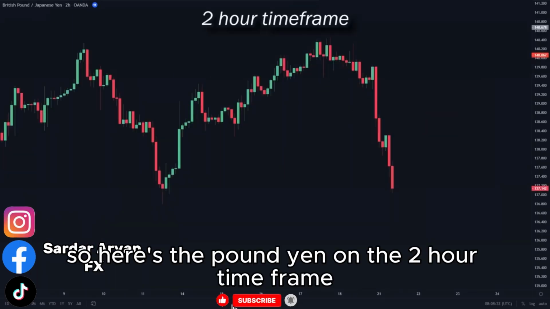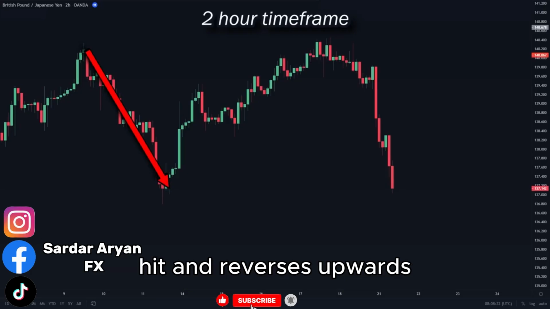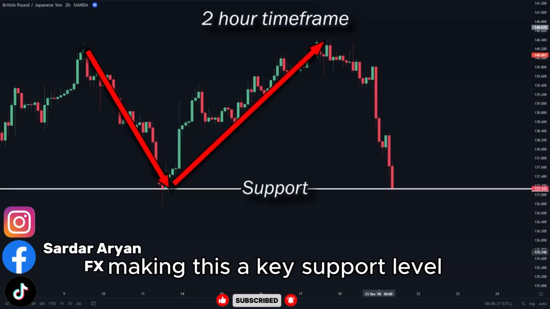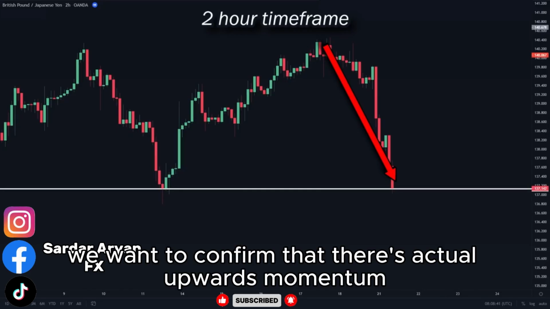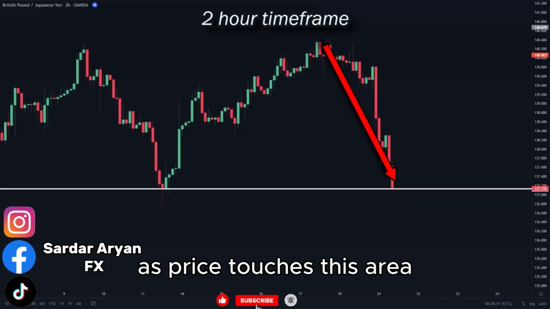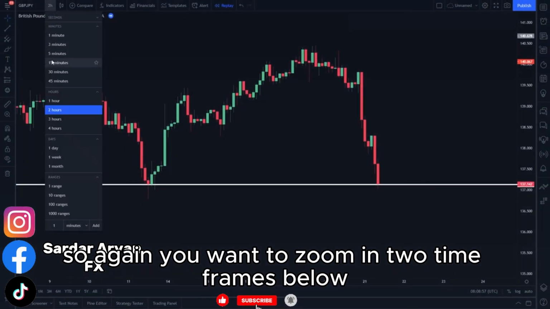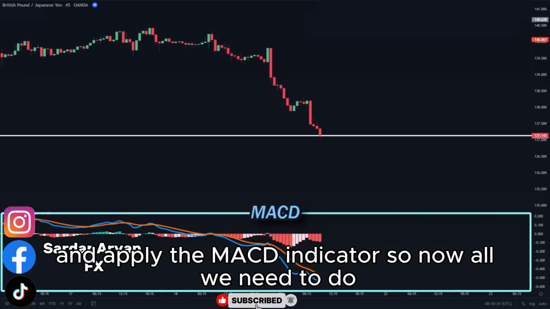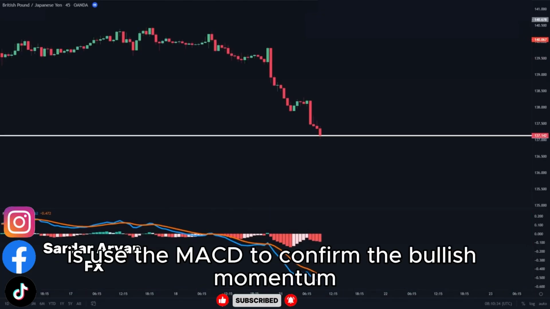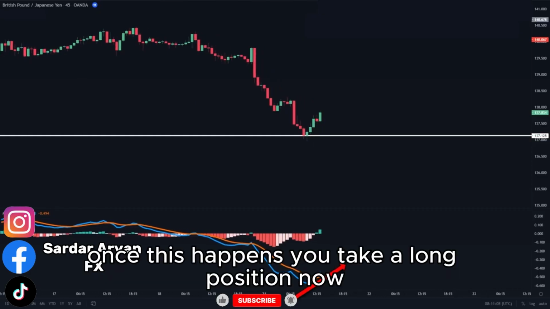So here's the pound yen on the 2-hour time frame, and over to the left, we can see that prices went down, hit and reverses upwards, making this a key support level. Now, as prices went back to this level again, we want to confirm that there's actual upwards momentum as price touches this area. So again, you want to zoom in 2 time frames below and apply the MACD indicator. So now, all we need to do is use the MACD to confirm the bullish momentum by waiting for it to cross over upwards. Once this happens, you take a long position.